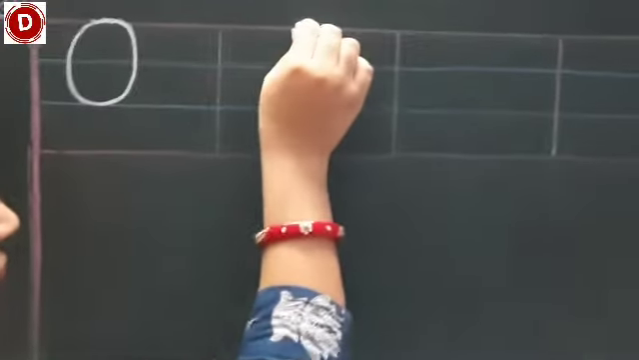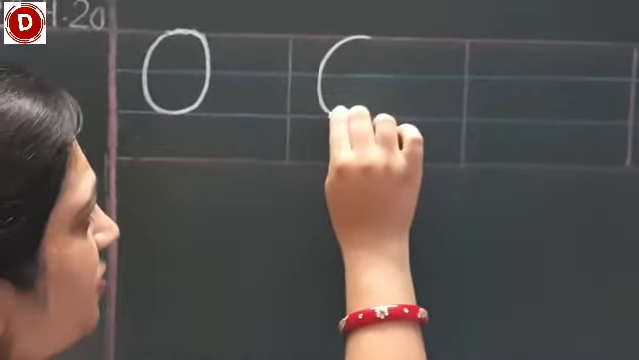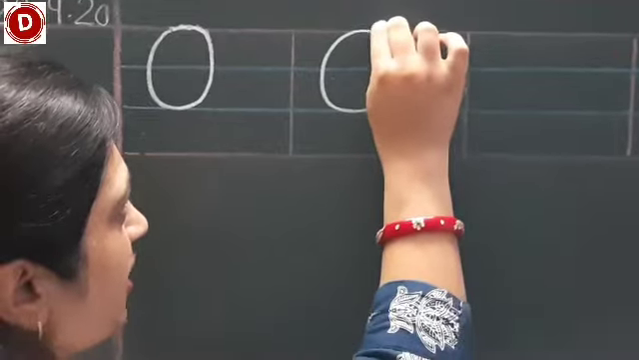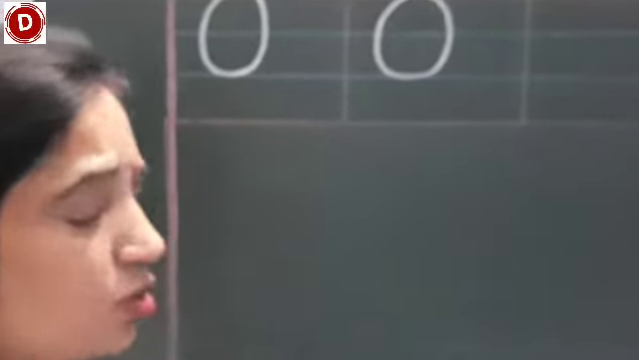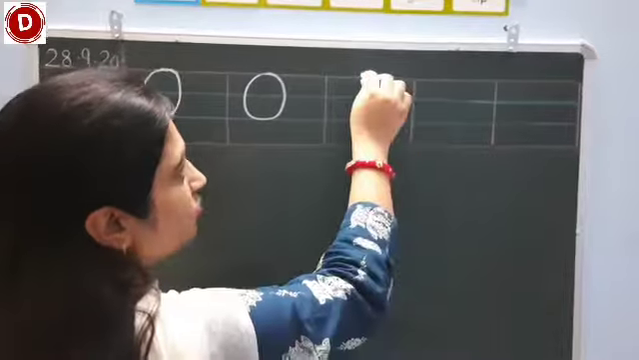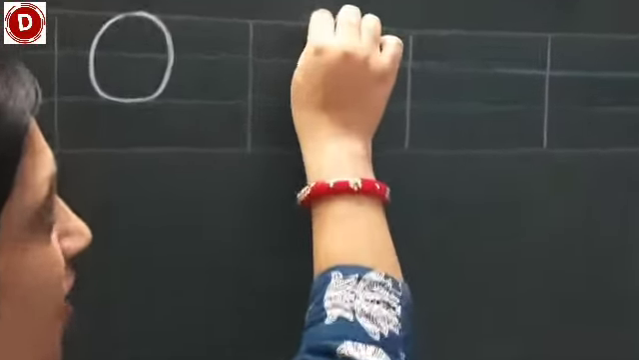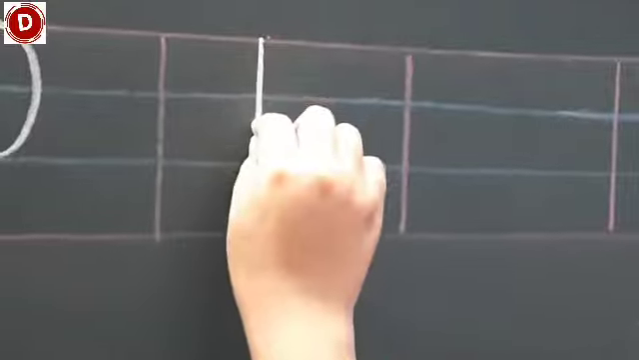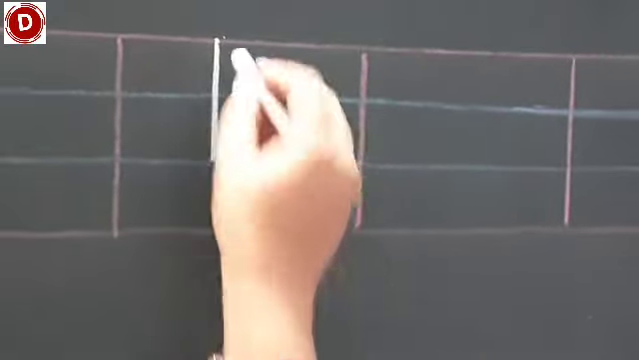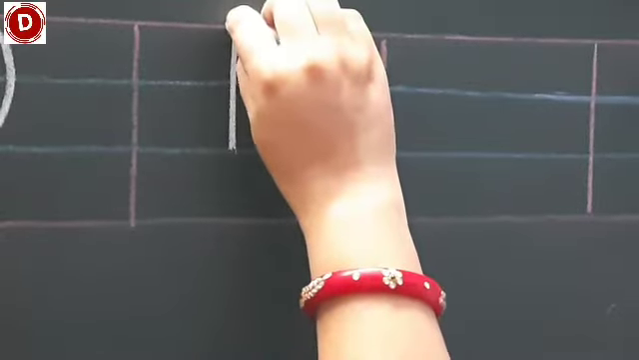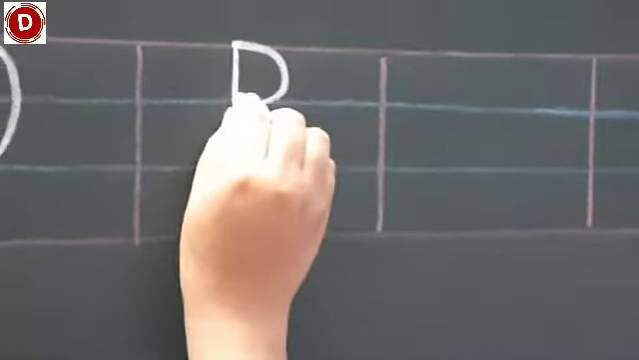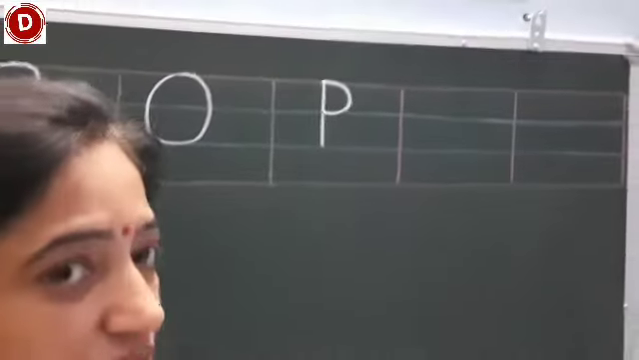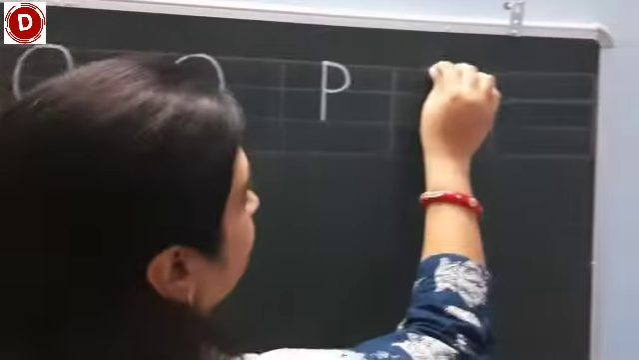Again, make a semicircle, don't remove your hand, go upward and complete the circle. In this way you have to write capital O. Finish these two lines of your page and then come to the third line. Here you have to write capital P. First make a standing line, remove your hand, go back to the point where you have started, put your pencil there and then make a ulta C like this till the first blue line. Like this you have to write capital P.